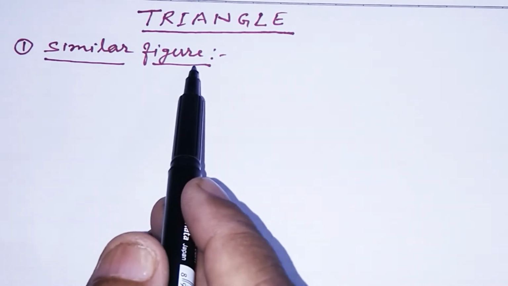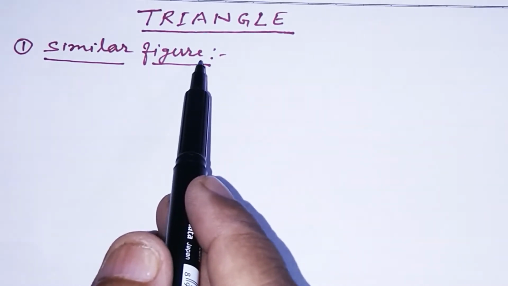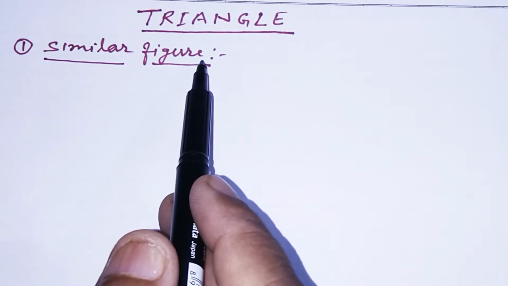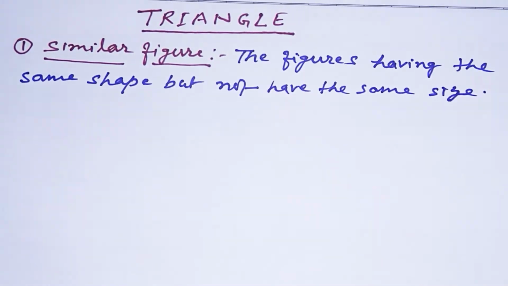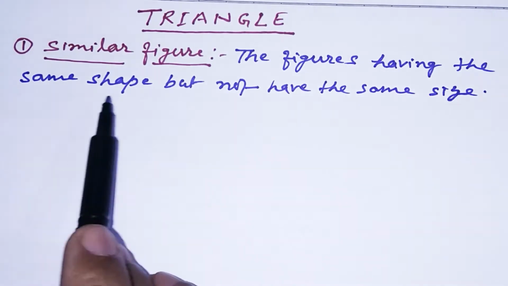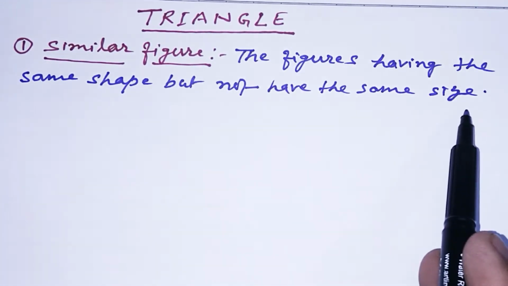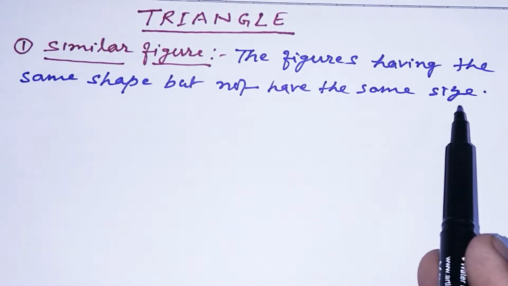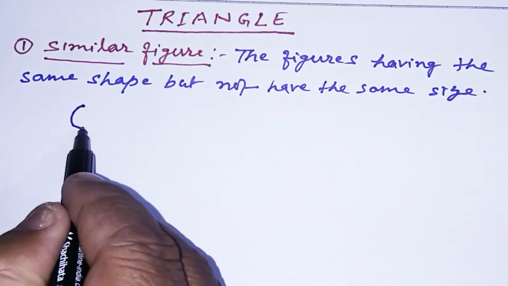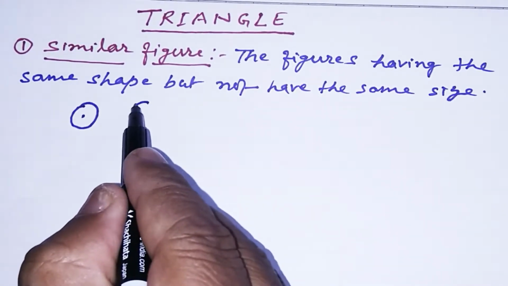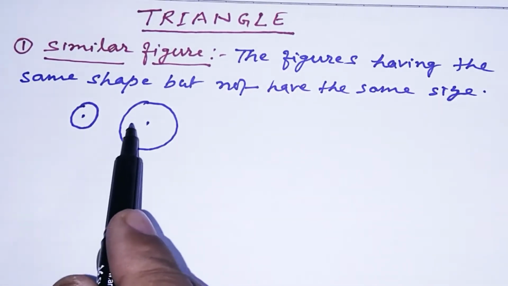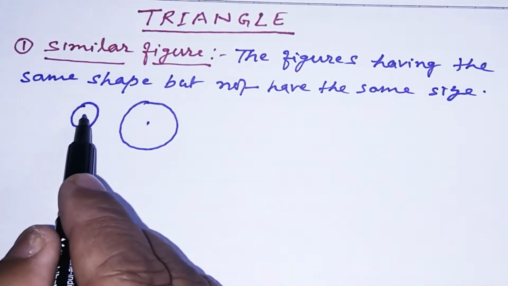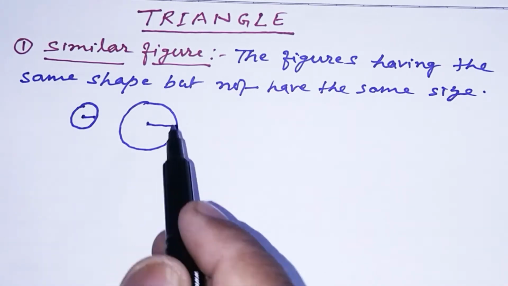A similar figure is the figures having the same shape but not necessarily with the same size. What does that mean? I'll just tell you now. Shape will be the same but size may not be the same. If we take an example, a circle, this is one circle with a center, this is another circle with a center, but these two are the same shape but the size is clearly different, because this radius is smaller and this radius is larger.